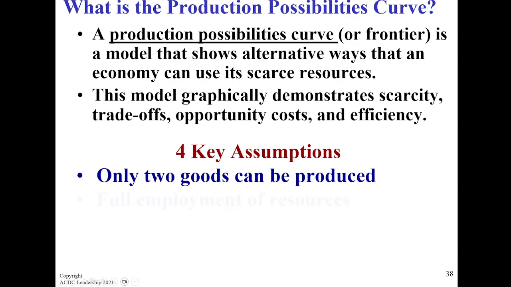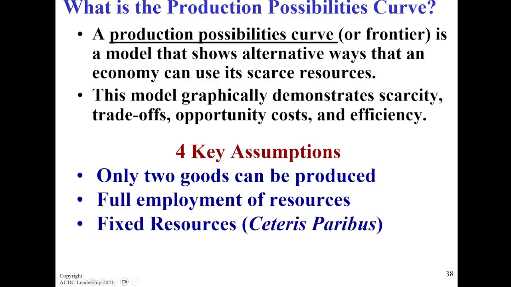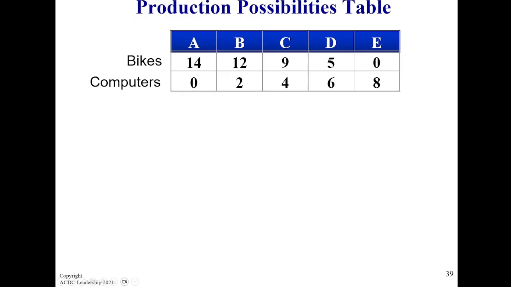Second, full employment of resources, meaning that the resources are being fully used. Third, fixed resources, resources that won't change. For example, the amount of cheese they get and the amount of bread they get are fixed. And fourth, fixed technology. You don't have better technology to produce a calzone than you do to produce a pizza. The technology is fixed. So let's go into how we graph this.